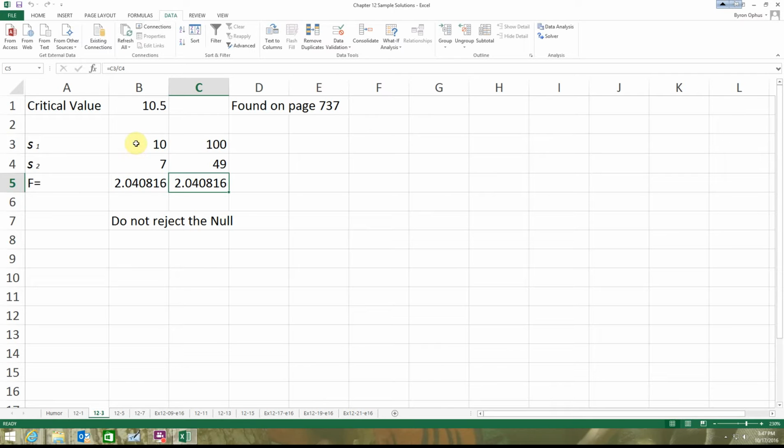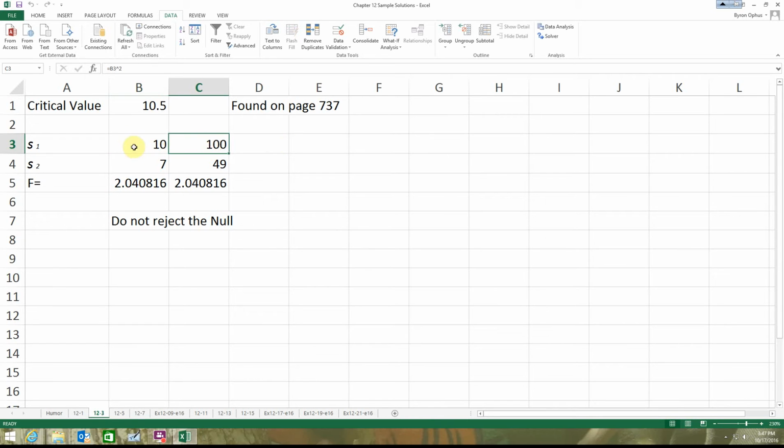So the formula is just as simple. It's really just the variance of 1 divided by the variance of 2, okay? And this does make a difference. I can't divide the standard deviations or I'm going to come up with a different answer. And so I did this in two different ways.